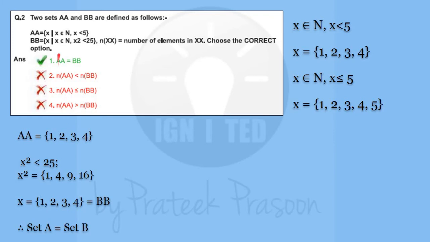Now set B is a collection of natural numbers only where x square is less than 25. So x square will be 1, 4, 9, 16, and then x will become 1, 2, 3 and 4, so set B equals 1, 2, 3, 4. Here we can see the same elements are present in both the sets, so they are equal. So A will be the answer.